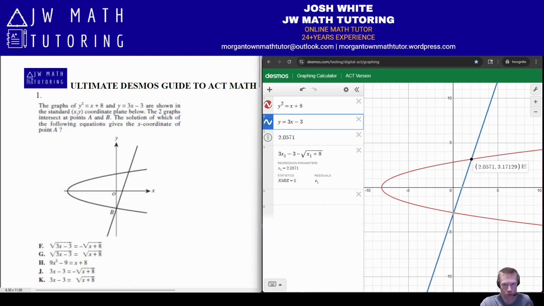Now there's probably other ways you could do this too. Like I said, you could graph them all out, but I think for me, this is the quickest and easiest method because I'm just changing between the answer choices. I'm getting rid of a minus sign from F to G and from J to K, and deleting the square root and then retyping the 3x minus 3, between F and G and J and K.